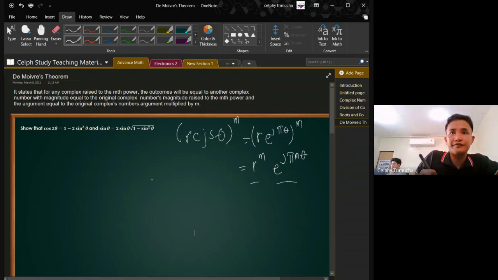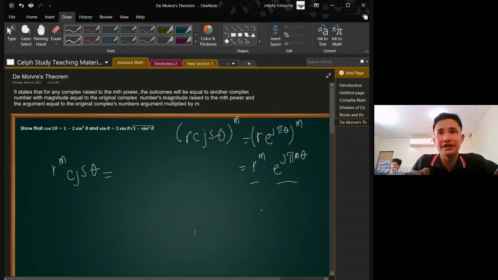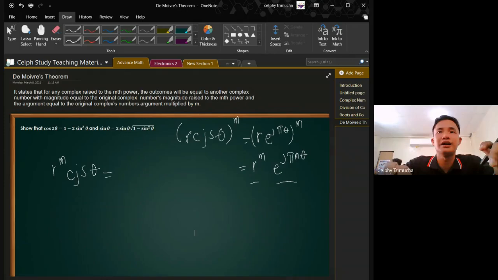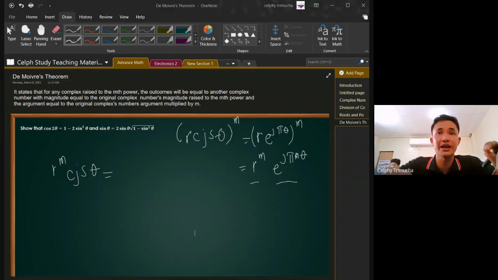So we have, for example, r (cos theta + j sin theta) raised to m is equal to, so amo ni siya nga value, r^m e^(j m theta), then multiply mo lang ang imong theta sa imong nga values ng imong m.